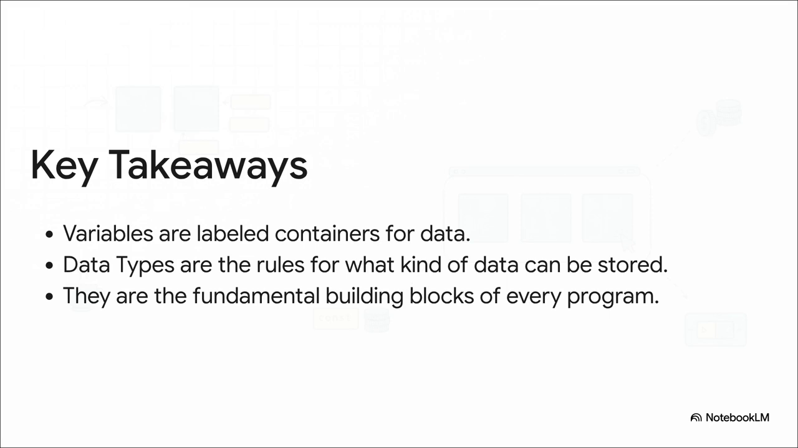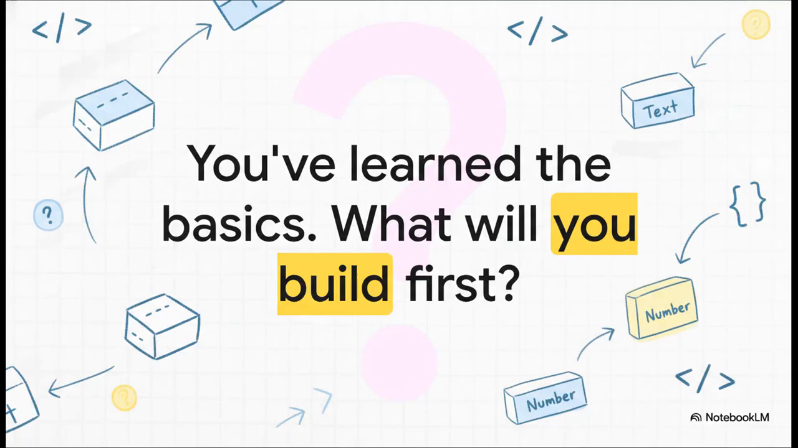So what are the big takeaways here? First, variables are just labeled boxes for holding on to information. Second, data types are basically the rules about what kind of information can go in each box. And most importantly, these two things together, they are the absolute fundamental building blocks for every single program you will ever write or use. So there you have it. You now officially understand the secret of how code remembers things. This is a huge first step on your journey into coding. So, really, the only question I have for you is, now that you know the basics, what are you going to build first?